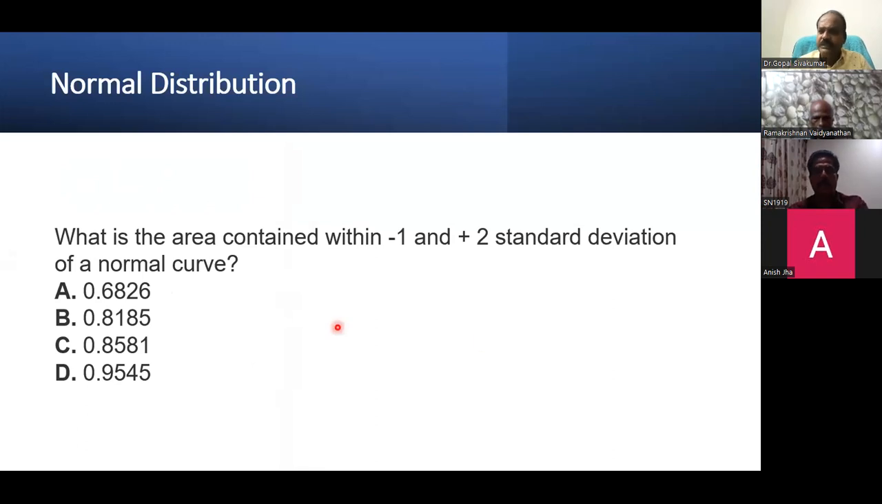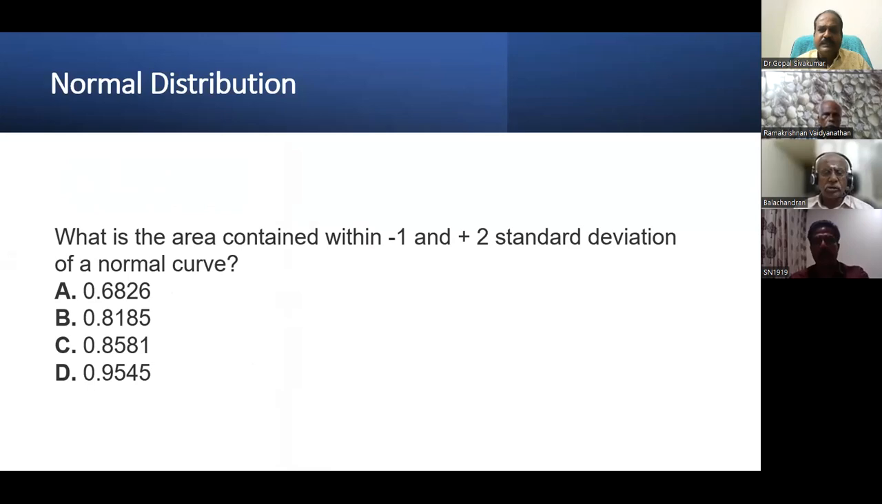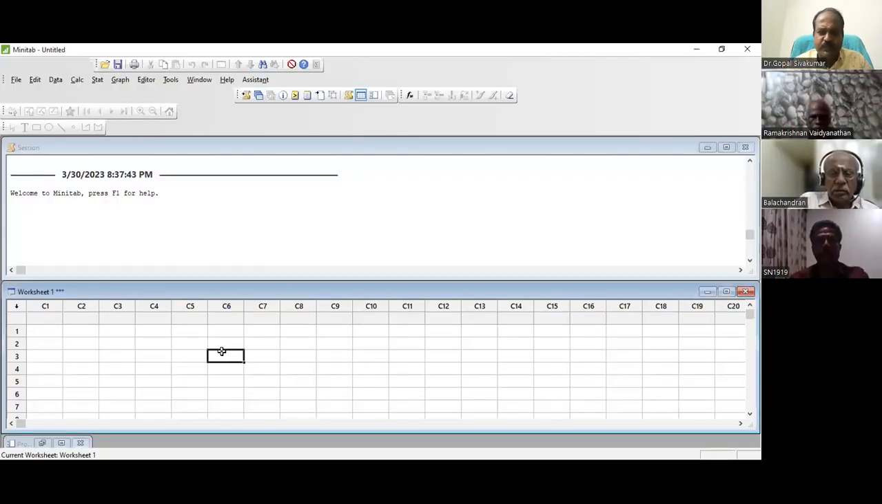Yeah. So we'll be seeing some analytical questions here straight away. What is the area contained within -1 and +2 standard deviation of a normal curve? All of you, do you know how to find out the answer here? Yeah, calculated, just easy, right? Easy method. So let me show one method here based on Minitab. The other methods are also equally fine.